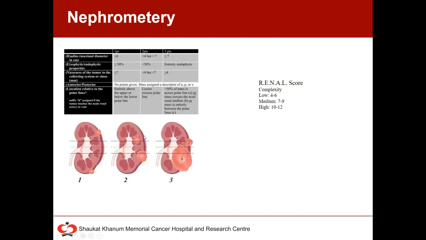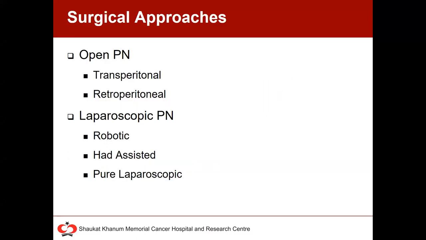So do you have an ultrasound probe available or a friendly radiologist who can come and help you and mark the lesion for you if it's purely intrarenal? Is the lesion anterior, posterior, and what is its location in terms of the polar line? Then you score it and you get a low, medium, or high score. So it predicts what kind of difficulty you're going to embark on the day of the surgery. So that's another technical point.